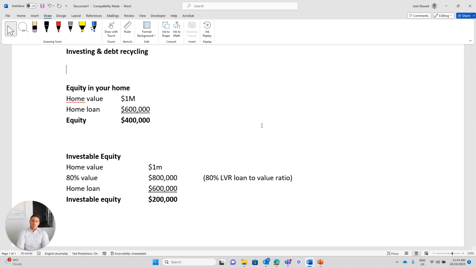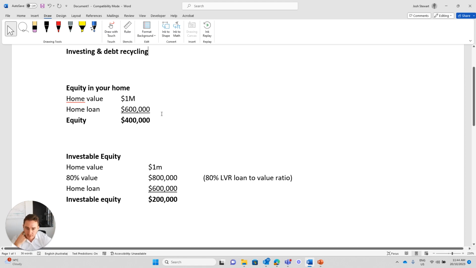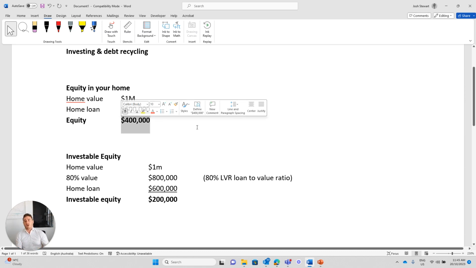Okay, let's first start with explaining a couple of terms to you. Okay, so equity in your home. The amount of equity that you've got in your home is easily explained as: if you were to sell your house, what would be left over? In this example, our home is worth $1 million. Our current home loan is 600,000. Therefore, we have equity of $400,000 in that home. If we sold it tomorrow for $1 million, we'd pay off the $600,000 home loan and we'd have 400,000 left over.